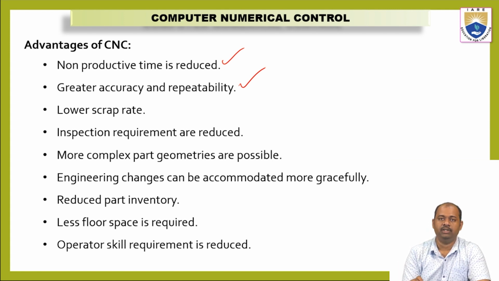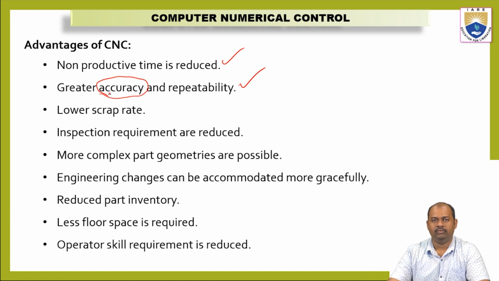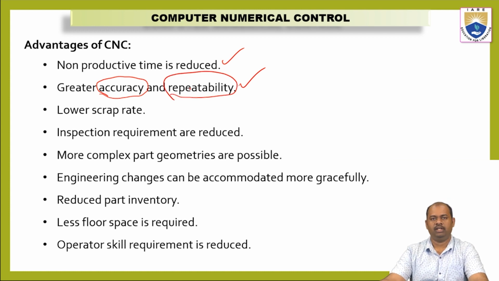Greater accuracy and repeatability is attained with the help of a CNC machine. Accuracy means we can make the objects or workpiece at the very given particular dimensions given by the designer. And repeatability can be obtained. So repeatability, how can it be obtained?